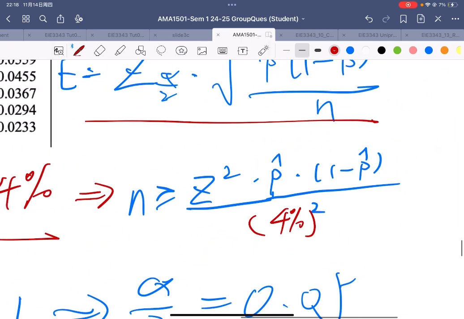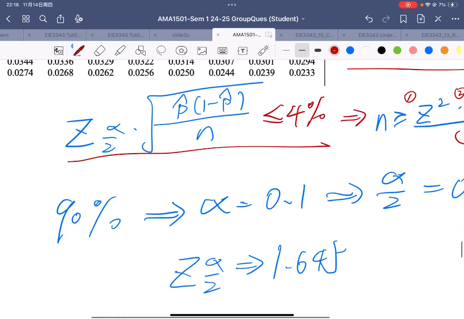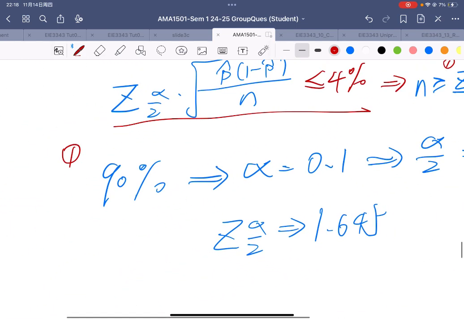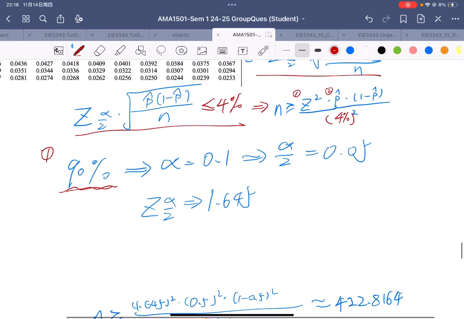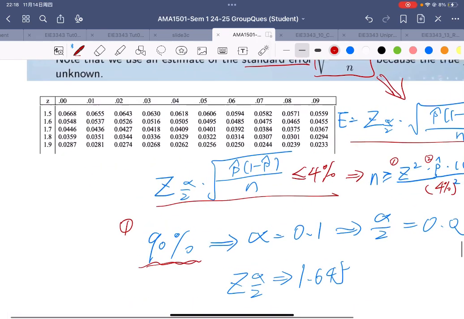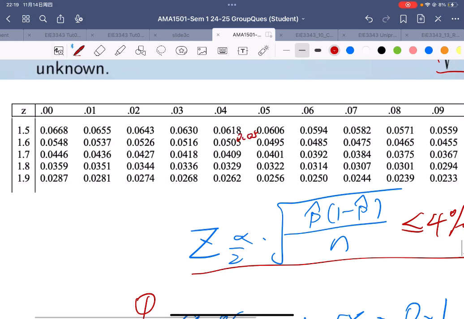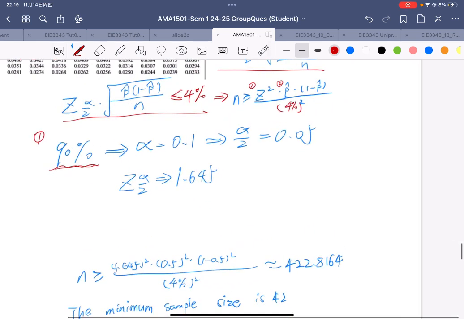So obviously our next step will be finding the value of Z and the value of P. To find the value of Z, the confidence level is 90%. Therefore, the alpha is 0.1, the alpha over 2 is 0.05. To check the Z table, 0.05 is here. Therefore, the Z value equals 1.645.